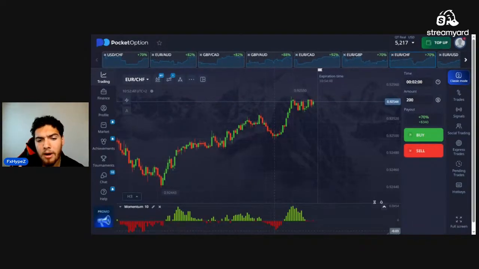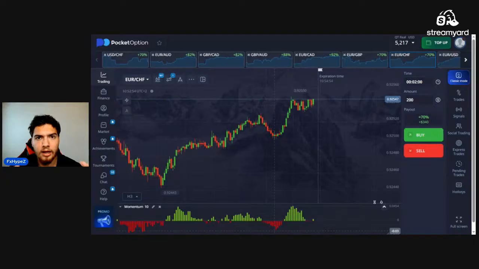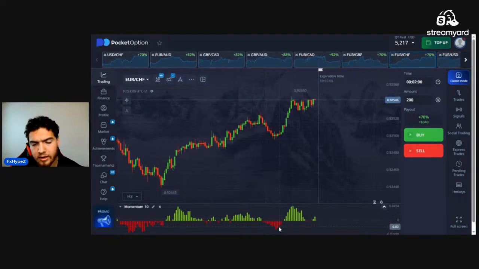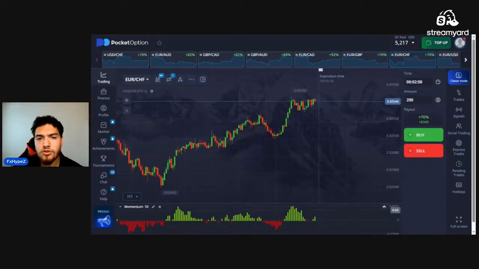Now we're going to be combining the momentum indicator with breakouts: simple support and resistance and trend line breaks. When the momentum indicator shows green, we're going to look for buys, and when it shows red, we're going to look for sells, because green is uptrend, red is downtrend. It's that simple.